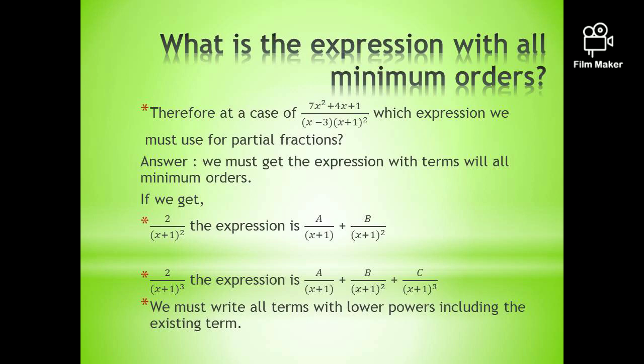If you get another example, if you write 2 over x plus 1 cubed, you have to write all the minimal orders. You have to write a over x plus 1 plus b over x plus 1 squared plus c over x plus 1 cubed. When you are working this out, some terms get cancelled out. It doesn't matter. In further simplification, we will try to understand how to omit the terms that are not available with such denominators. That is what we are learning under terms with minimal orders. You will get a better idea in future slides.